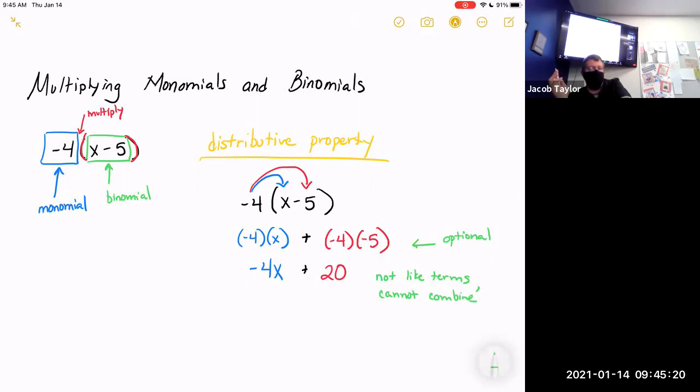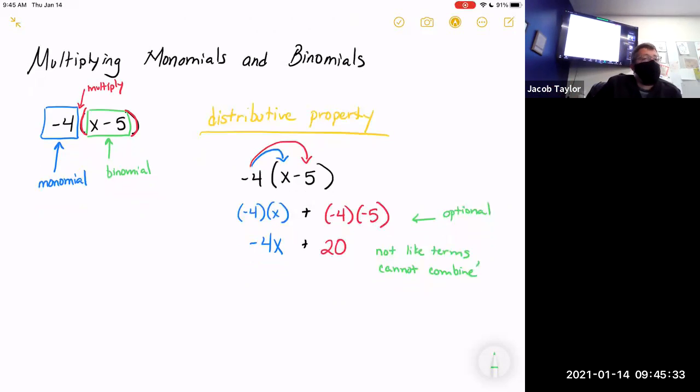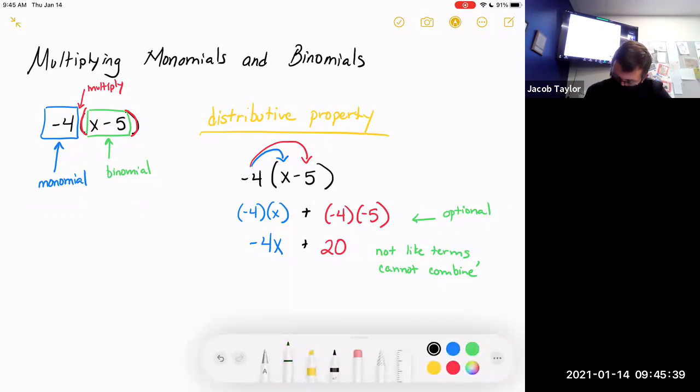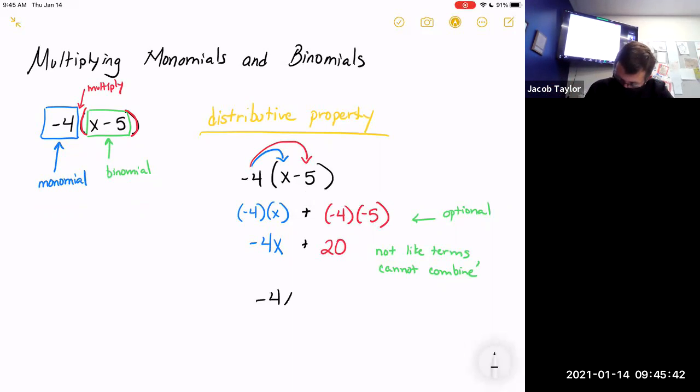Can someone explain to me why these aren't like terms? Exactly right. The first term has a variable, x. The second term does not have a variable. They cannot be added. Notice that it's totally fine for me to multiply unlike terms. I just can't combine like terms. So the answer to this problem is negative 4x plus 20.